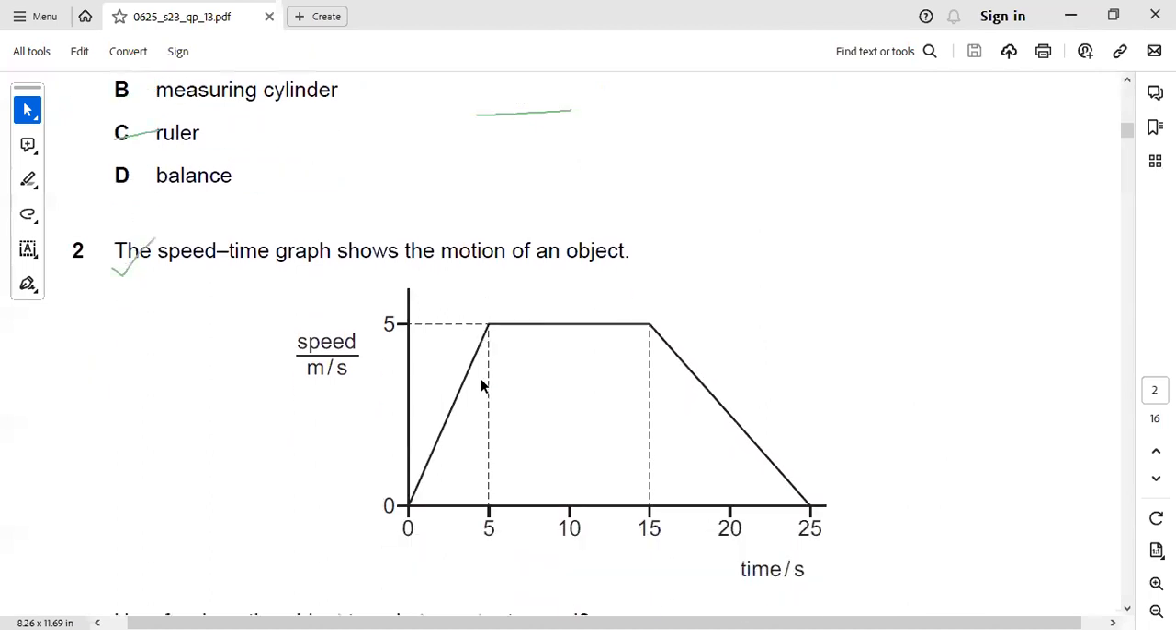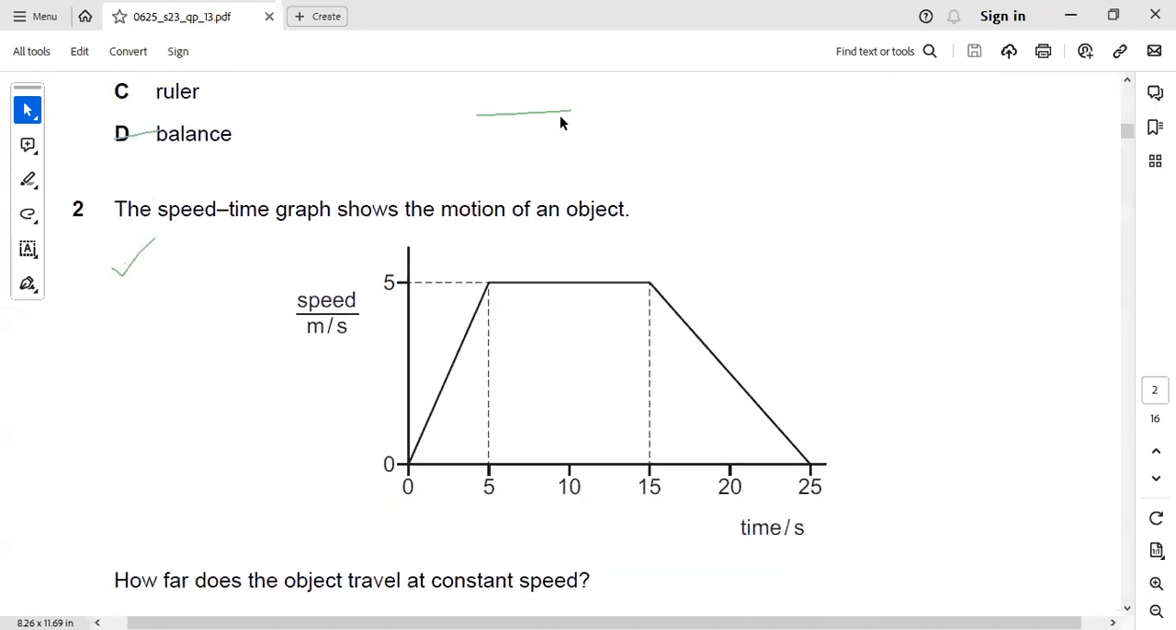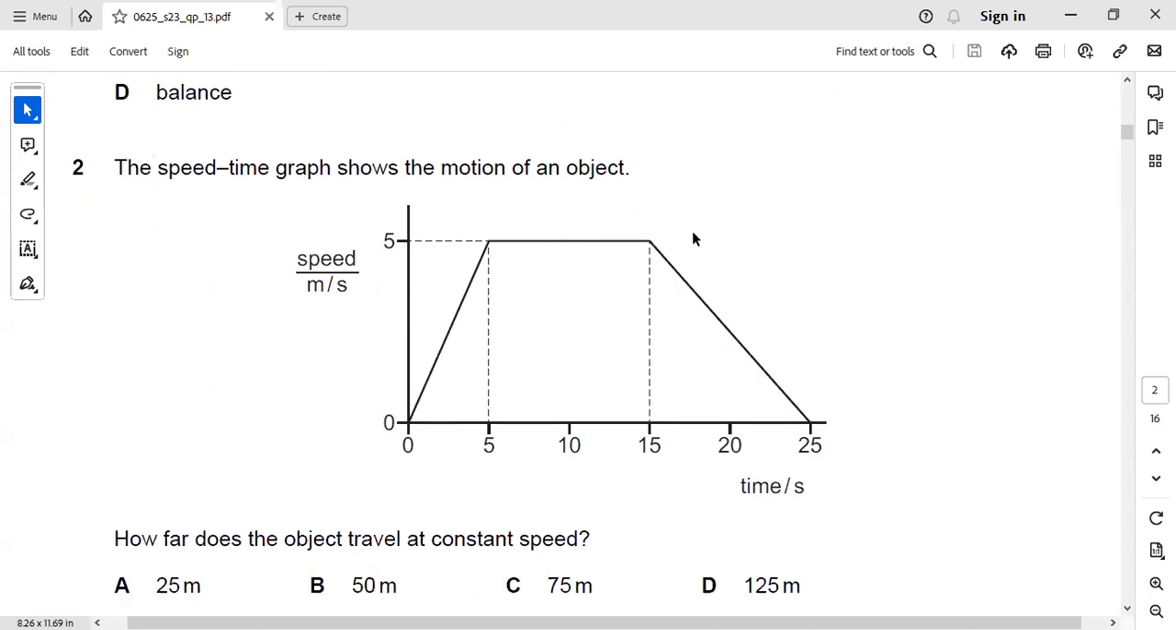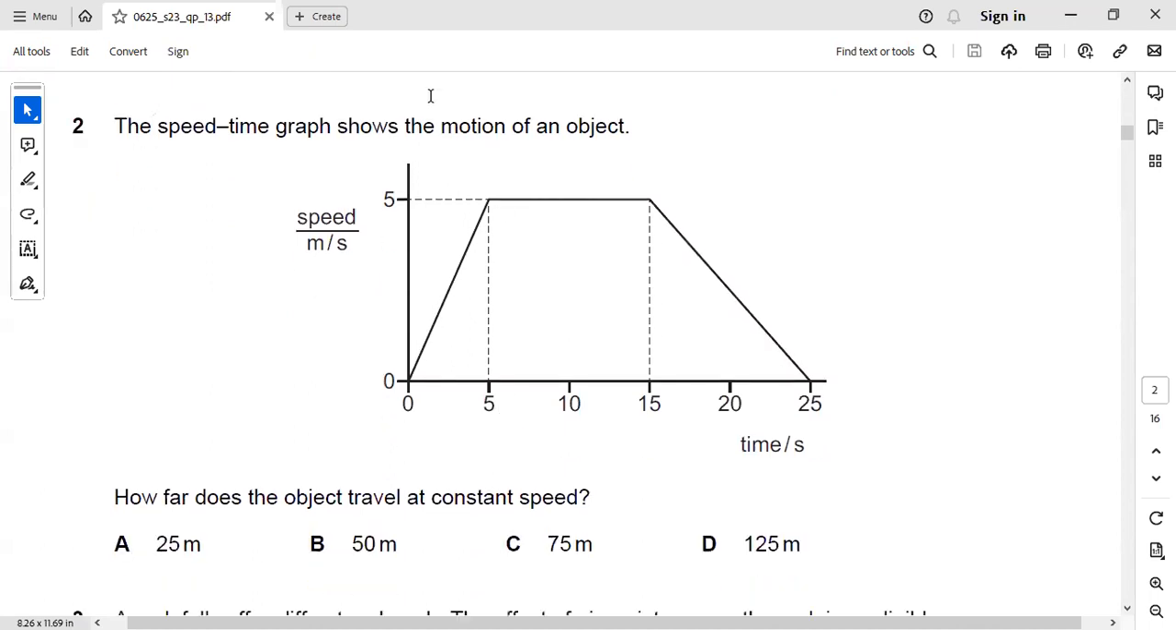Next, the speed time graph shows the motion of an object. How far does the object travel at constant speed? From this point to this point, the object is traveling at a constant speed. So we will get the distance from the area under this graph. The area under this graph will give the distance. This is actually a rectangle, right?